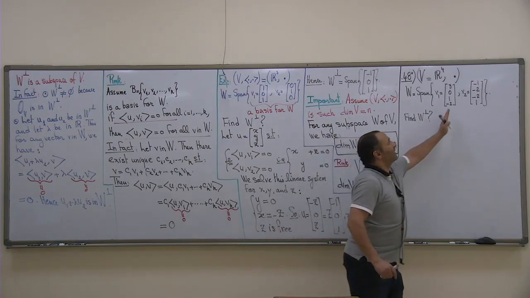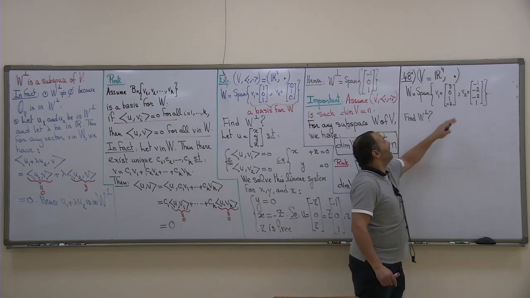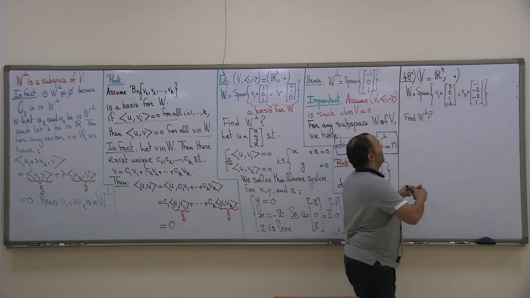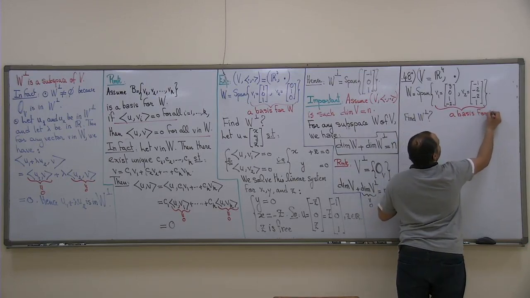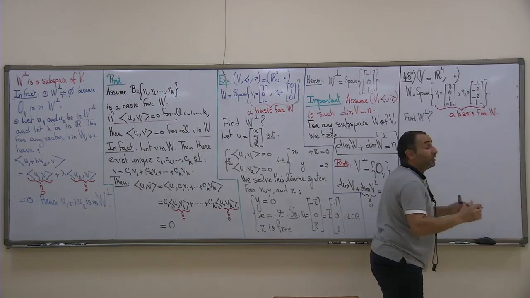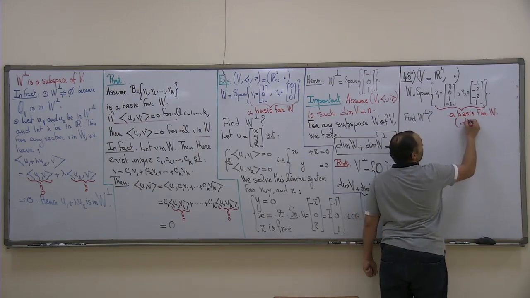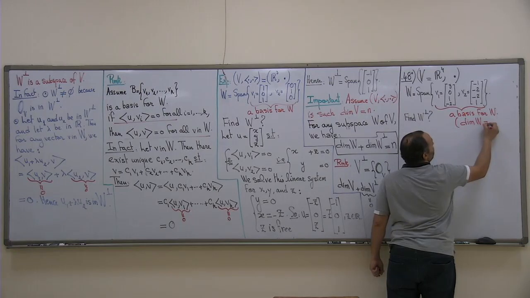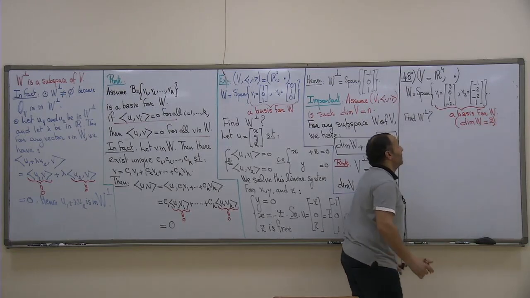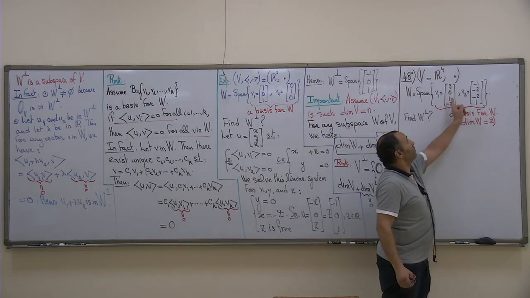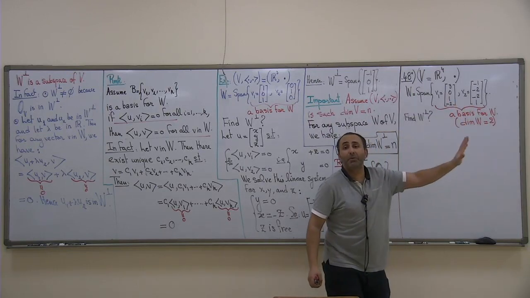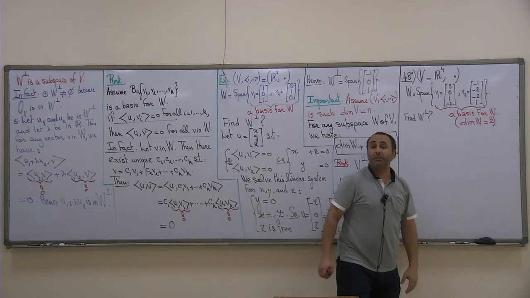Obviously, these two vectors are linearly independent, so they form a basis for W. So I know that the dimension of W is equal to 2. Okay, so W is a subspace of R4 spanned by these two vectors. They form a basis for W, so the dimension of W is equal to 2.